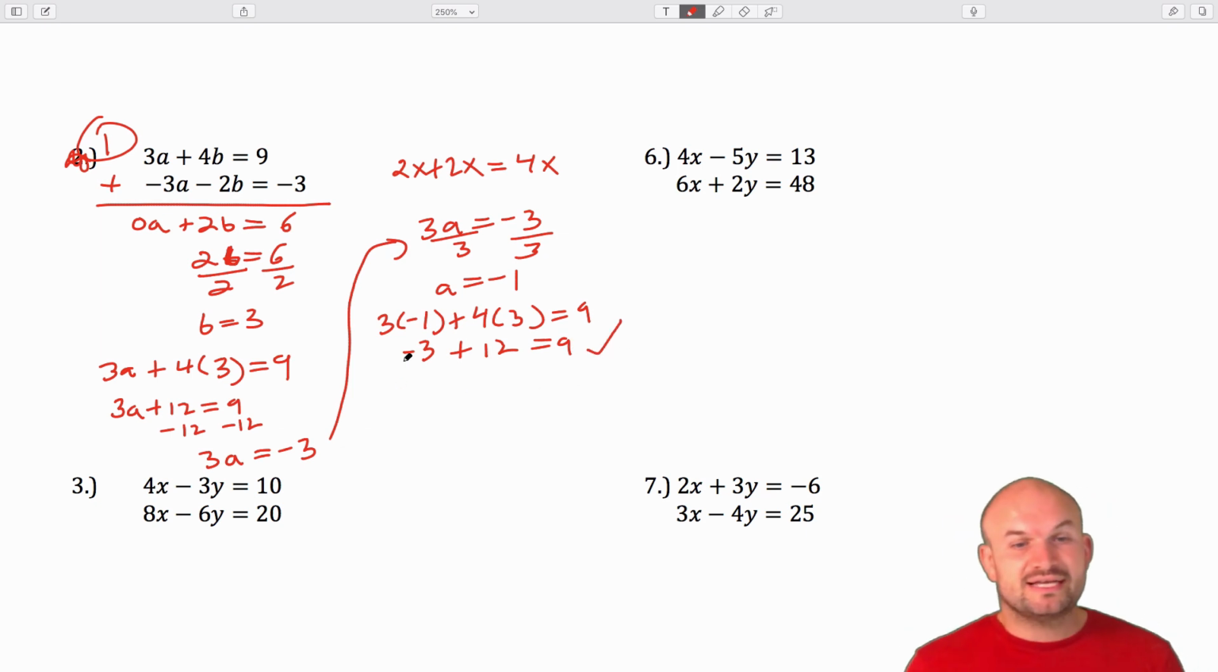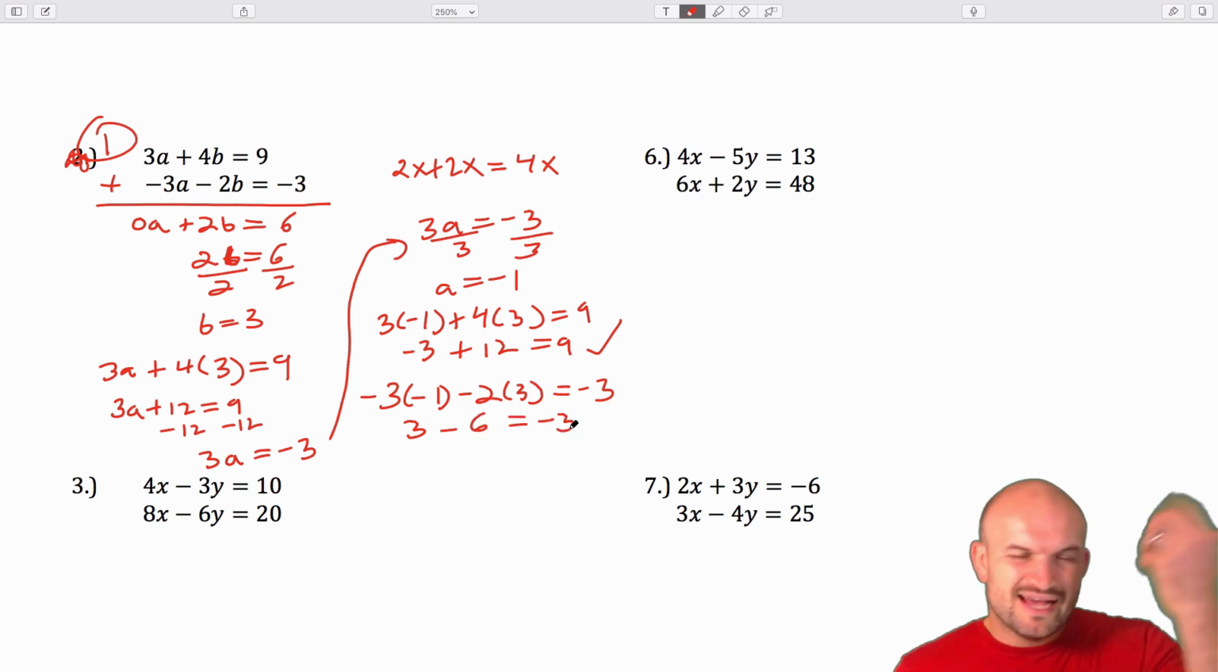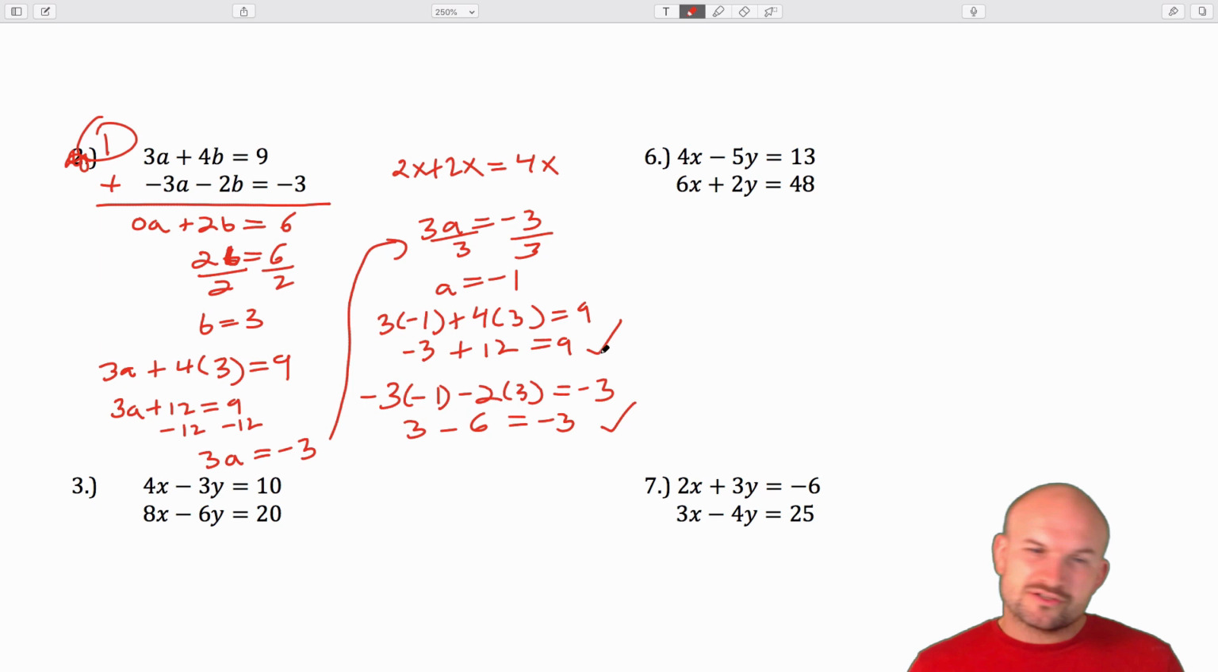Now we can plug that in again to the last equation, or the bottom equation. So that's a -3 times -1 minus 2 times 3 equals -3. And therefore that becomes a +3. That becomes a -6 equals -3. Okay, so I just want to verify this so you understand those solution points.